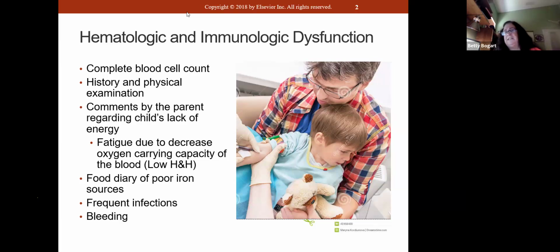With immunological, we're going to see things like frequent infections, sore throats, colds, pneumonias, whatever. We're going to see something going on that's going to give us some clues. And of course, any bleeding. And bleeding could be ecchymosis, petechial rash, etc. Okay.